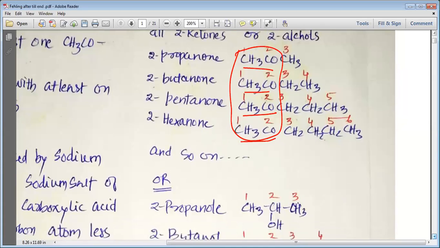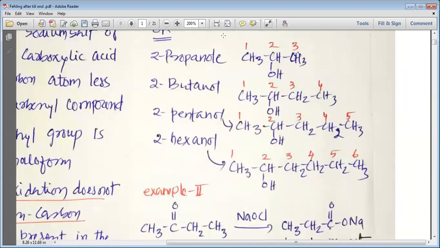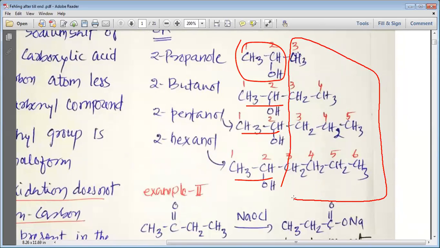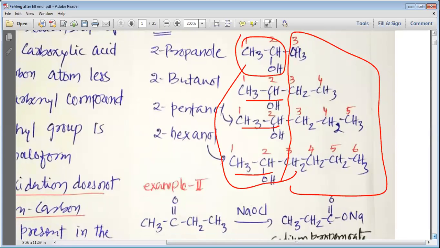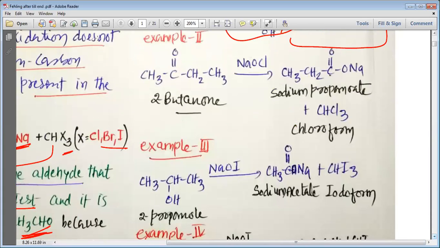In the same way, my dear students, 2-alcohols, that is, you can have 2-propanol, 2-butanol, 2-pentanol, 2-hexanol, irrespective of the number of carbons bonded as an R. As the CH3CHOH group is present, all these alcohols give the haloform test. So let us see a few examples. This is example number 2.